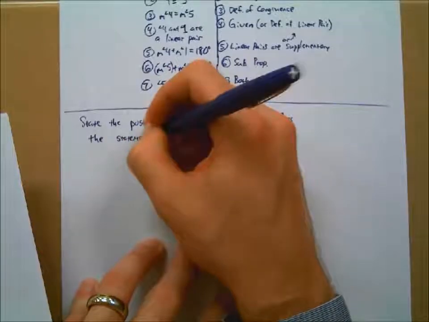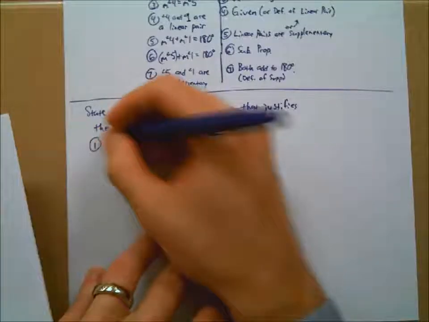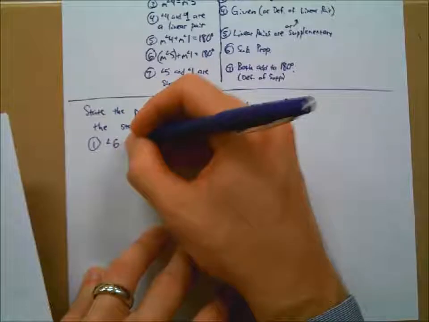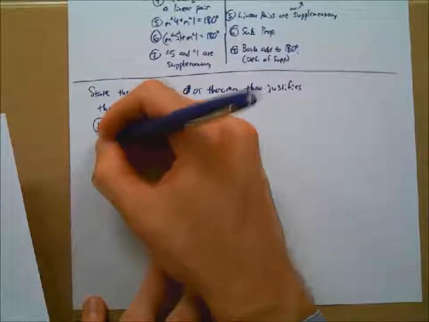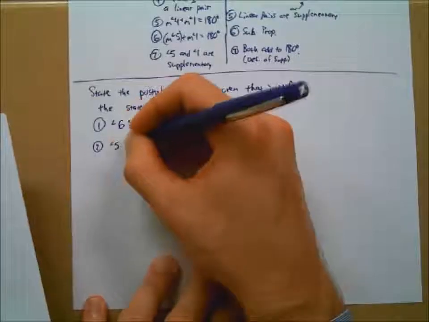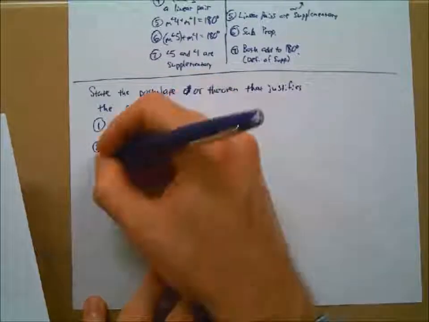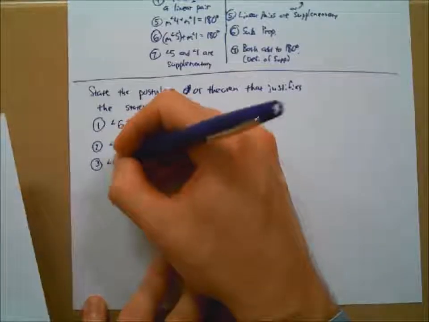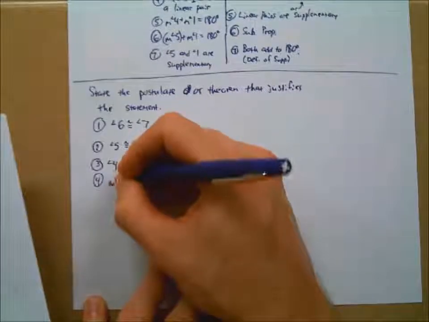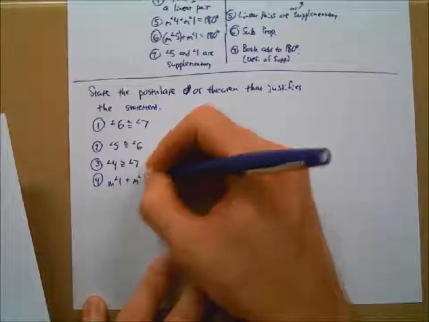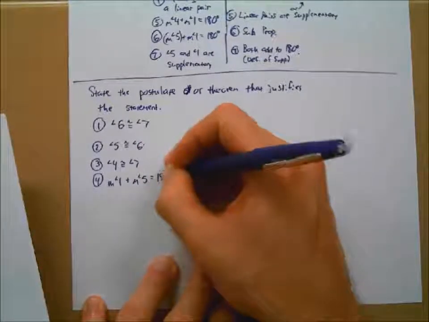Okay, I'm going to give 4 statements. So 1, angle 6 is congruent to angle 7. I'm going to give you a picture over here too in just a sec. So 2, angle 5 is congruent to angle 6. 3, angle 4 is congruent to angle 7. And 4, the measure of angle 1 plus the measure of angle 5 equals 180 degrees. And here is your picture.